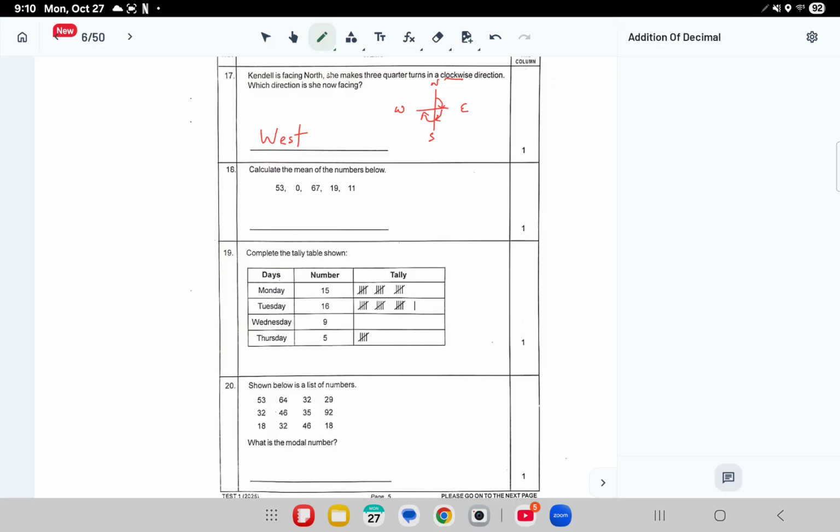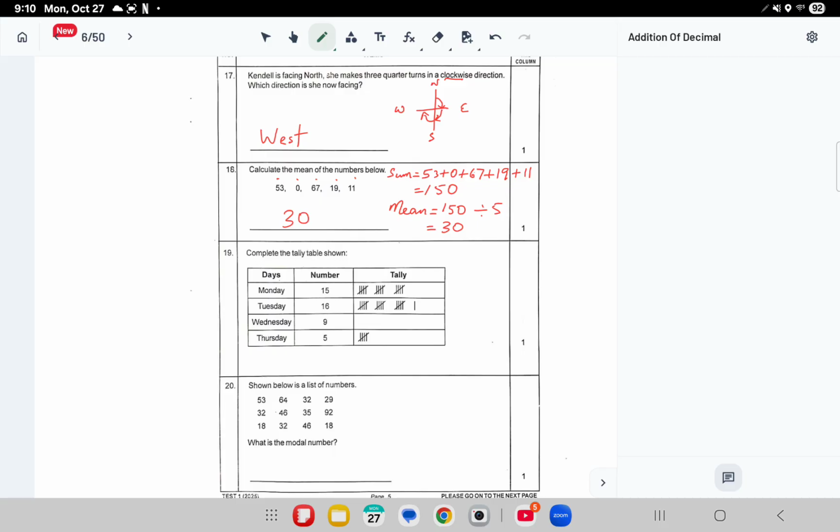They said calculate the mean of the numbers below. To calculate the mean, first we need to calculate the sum of the numbers. So we add up 53 plus 0 plus 67 plus 19 plus 11, and that should give us 150. And now to calculate the mean, we take the sum of numbers and divide it by the number of numbers. Now we need to divide it by 1, 2, 3, 4, 5 numbers. So 150 divided by 5 will give us 30. Alright, so the mean is 30.